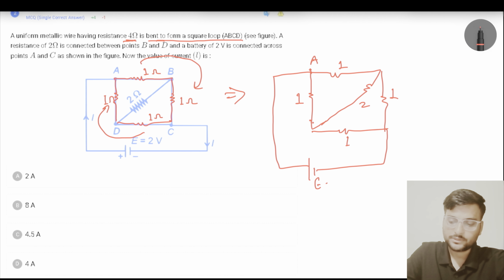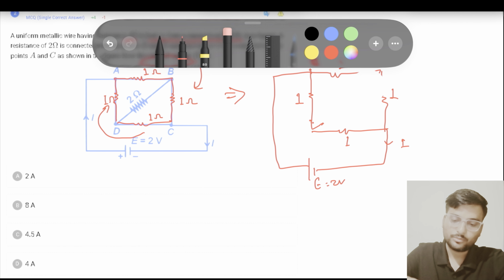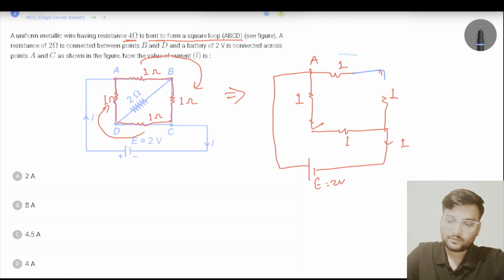Okay, E is equal to 2 volt is given to you. The current is being asked in the question. So this 2 ohm will be removed from here. Whenever the 2 ohm is removed from here, we can say that these two are in series, that is 2 ohm, and these two are in series, that is 2 ohm.